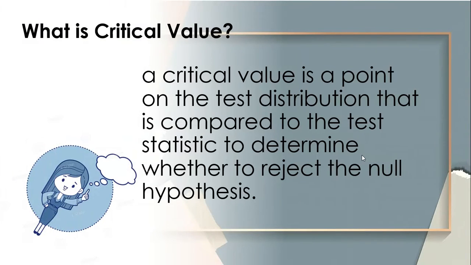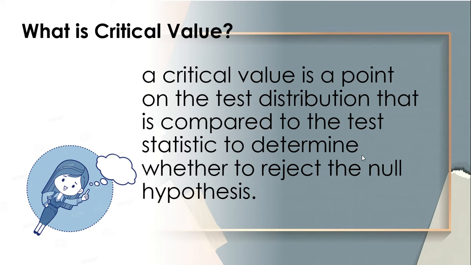So, ngayon naman, i-define natin yung critical value. So, ano ba yung connection ng rejection region na yan, yung areas under the curve sa ating magiging lesson? So, define muna natin ang mga terms na kailangan natin. Okay? A critical value is a point on the test distribution that is compared to the test statistic to determine whether to reject the null hypothesis. So, ito yung critical value.